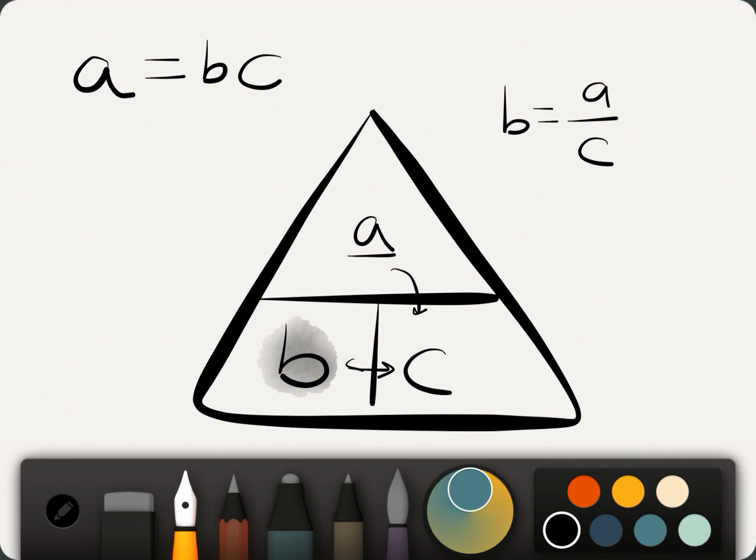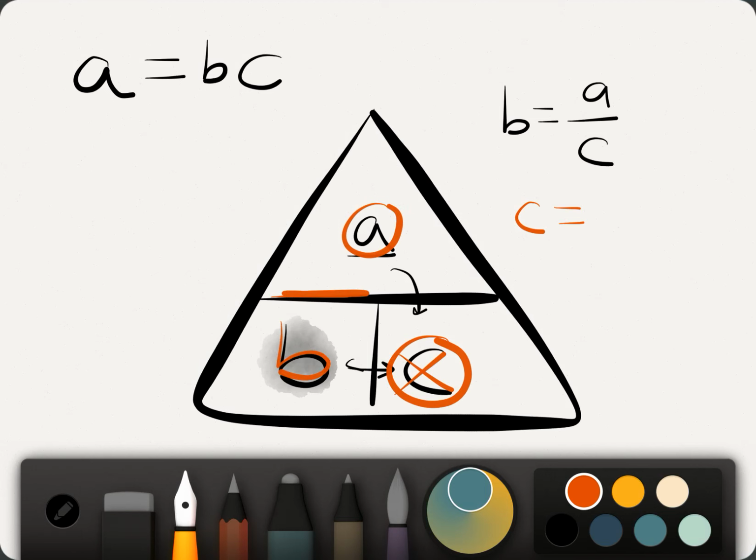What about instead if I wanted C equals? So I cover up the C. I write C equals. And I say what I see. A over B.